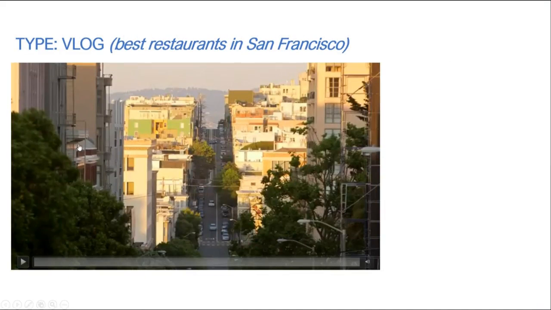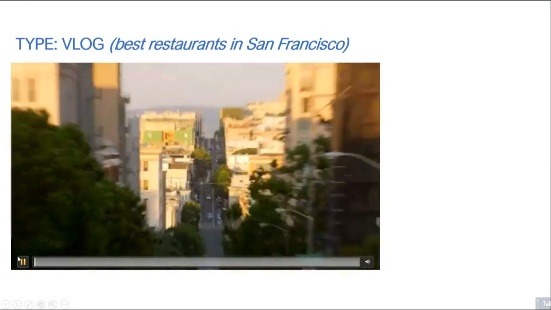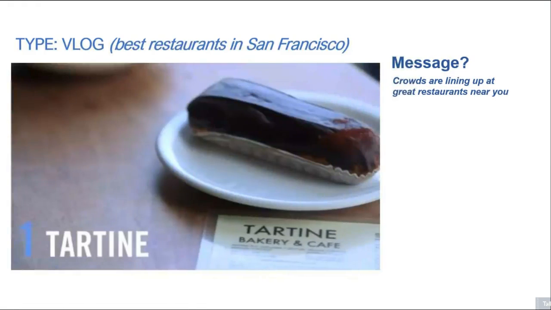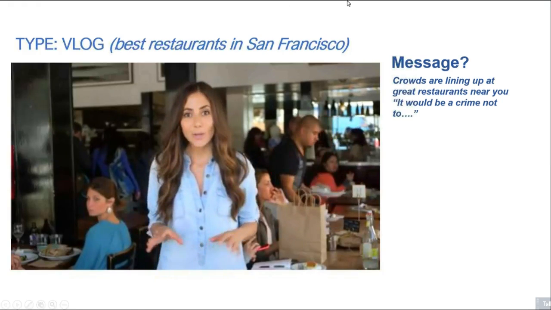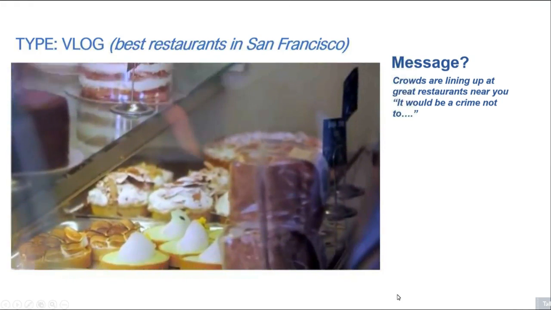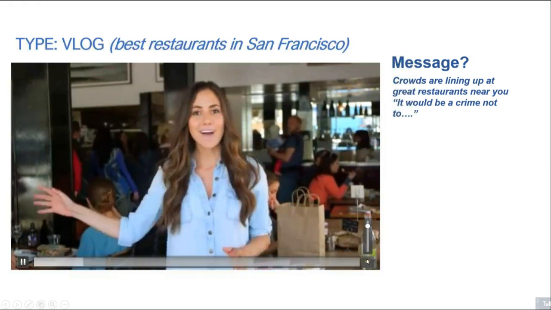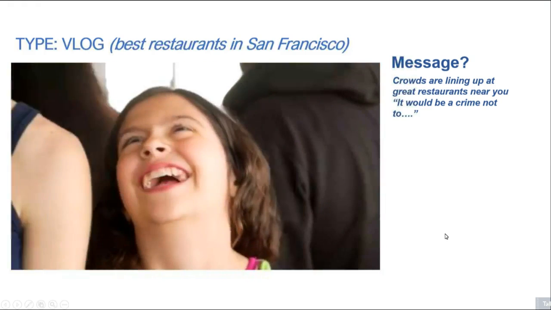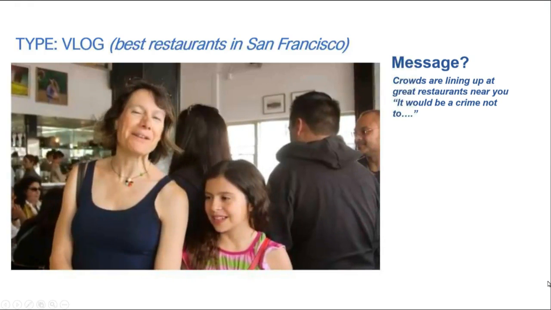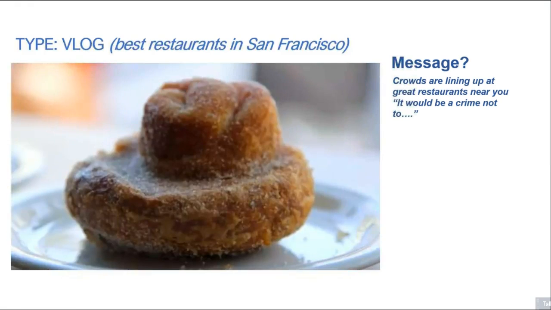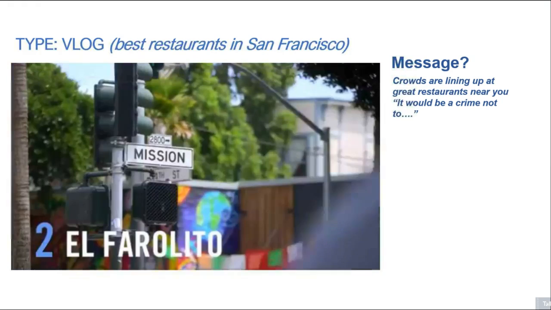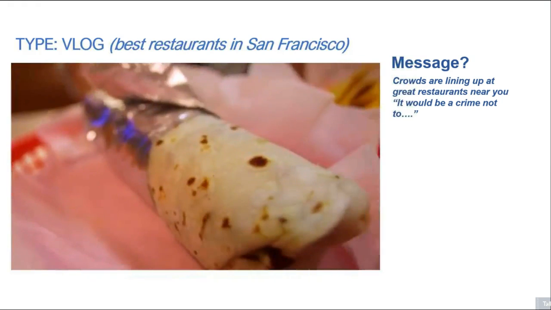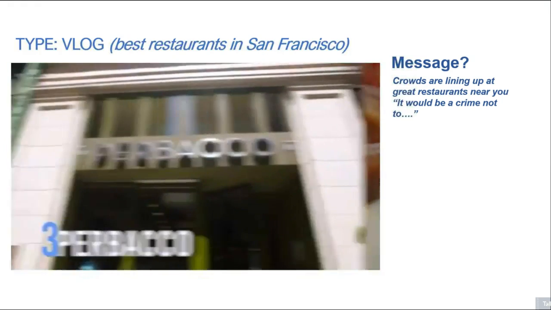And then you have a vlog. This one is for the best restaurants in San Francisco. The message: crowds are lining up at a great restaurant near you. The great thing about a vlog is that, unlike interviews and corporate videos, you can come out with these every week or every other week, on topics you're just focusing on. So here you go to different restaurants. Let's say you're a financial company that advises people on their finances. Find the 5 most successful companies in money management in your state. Take some time, drive around, and go visit them.